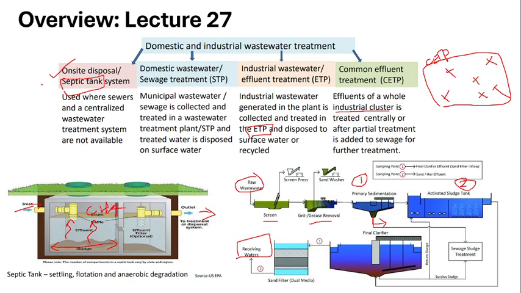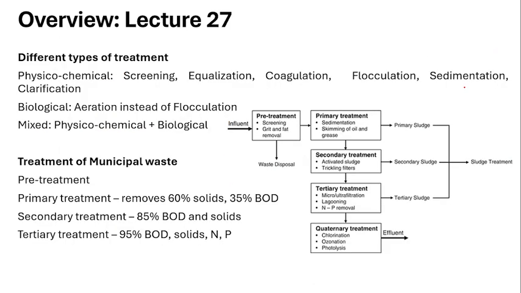So in general, these are treated in 4 ways. When there is no pipeline or centralized system, on-site disposal is preferred. And domestic wastewater goes to STPs, industrial wastewater goes to ETPs. The procedure is the same, but only the plant is different. And a common effluent treatment plant is used for the industrial cluster area where many industries are there.